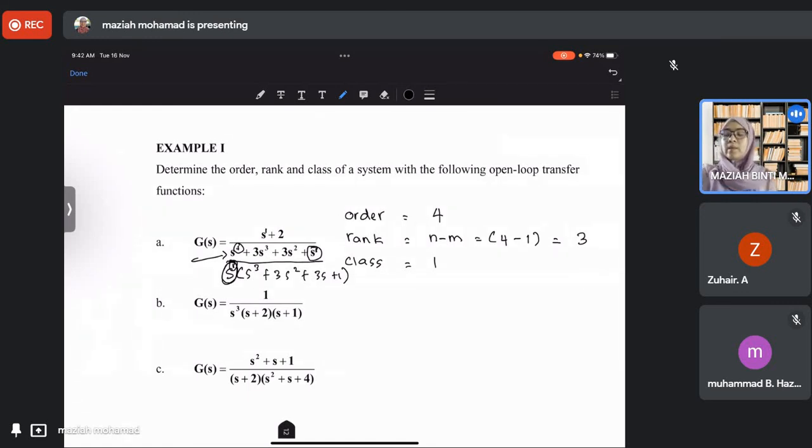All right. For B, what will be the order, rank, and class? Do the same for C. Order, rank, and class. Anyone?